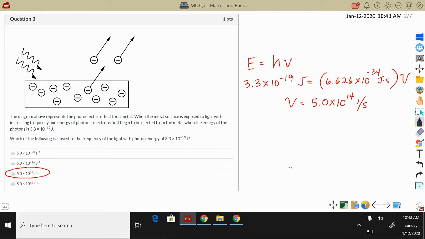Question 3 is the photoelectric effect, where we can prove that different forms of electromagnetic radiation have different frequencies, wavelengths, and energies. So there is energy that's shined on the surface of the metal. When the metal surface is exposed to light with increasing frequency and energy of photons, electrons first begin to be ejected from the metal when the energy of the photons is 3.3 times 10 to the negative 19th joules. And we're looking for the frequency of light.